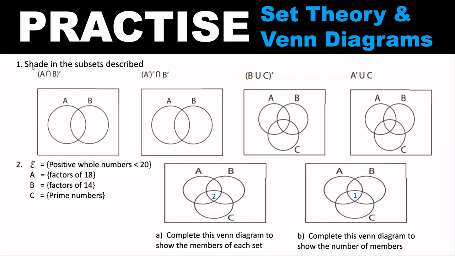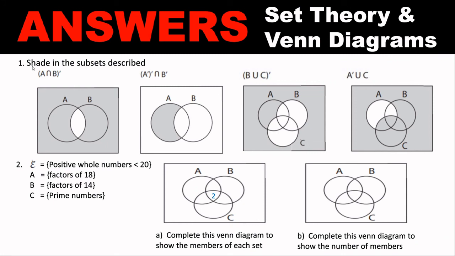I hope you've had a chance to hit pause, because here come your answers. For question 1, first I shaded in everything except the intersect of A and B, because this is not the intersect of A and B. For the second one, not A would be A, so we're shading the intersect of A and not B.